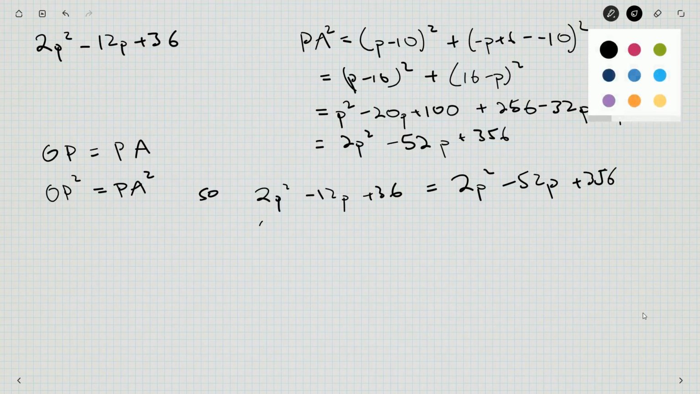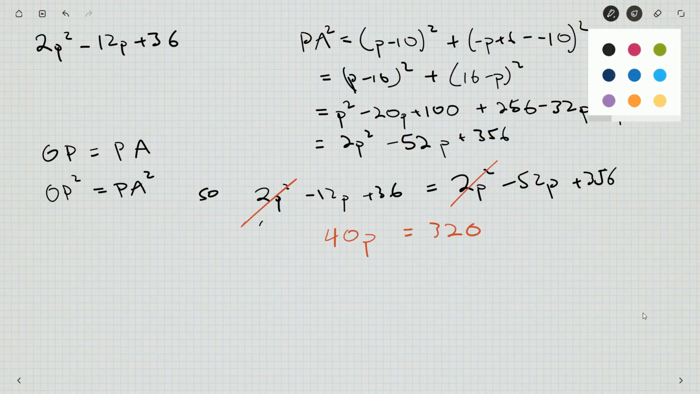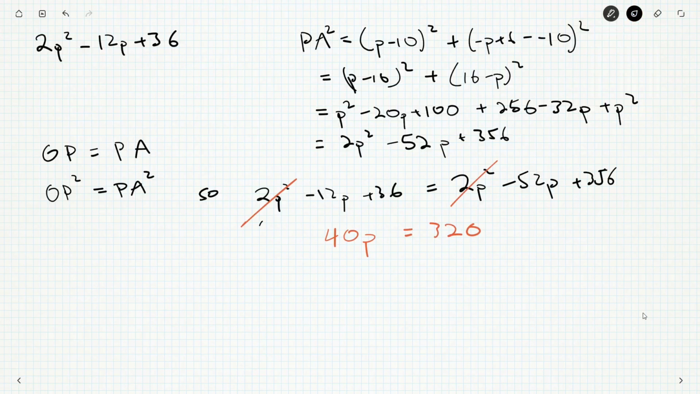And we can do some canceling. The P squareds go. Bring the 52 over. 52 minus 12 is 40, so we get 40P. And then 356 minus 36 is 320. And I breathe a sigh of relief because I was worried some of these numbers might not turn out so good, but very quickly we can divide by that and see P is 8. So really only one solution here.